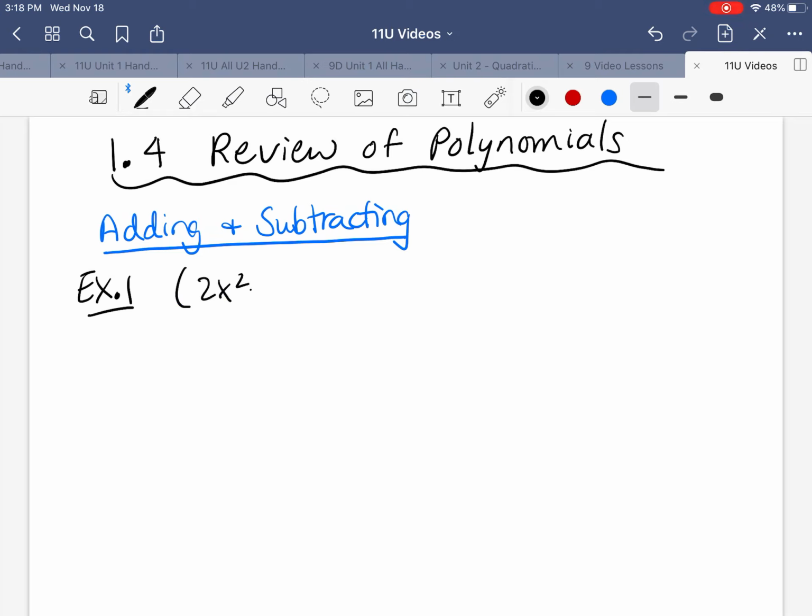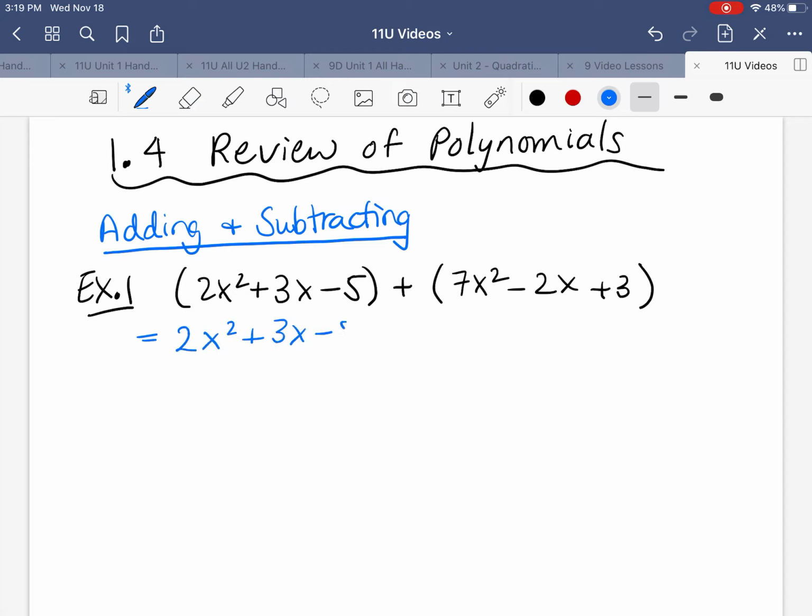So in our first example, we have (2x² + 3x - 5). Notice that's all in brackets because that's showing one polynomial, more specifically a trinomial. And then we're going to add (7x² - 2x + 3). So we have one trinomial plus another trinomial. Now when there is a plus sign or an addition sign in front of a bracket, it's not going to change any of the signs that are inside the brackets. So for our first line, we can just take away all of our brackets.